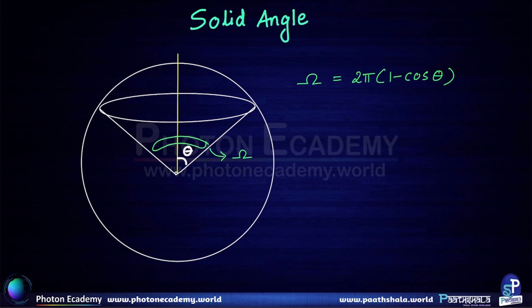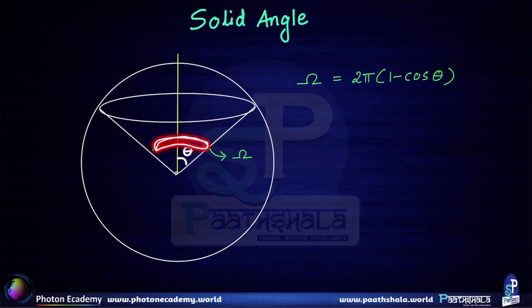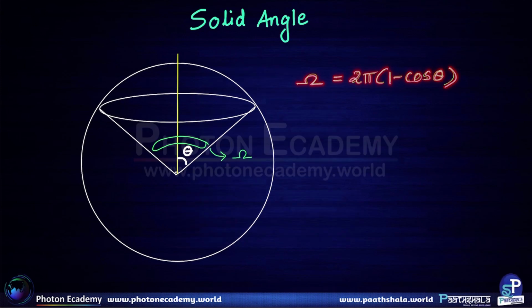Now there is a solid angle associated with this particular cone because it's a 3D object and it encompasses a solid angle. So this is the solid angle and we are labeling that solid angle to be omega. The expression for omega happens to be omega is equal to 2 pi (1 minus cos theta). This is how omega is written down.